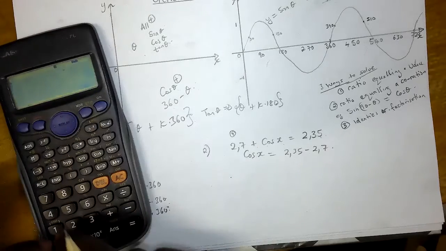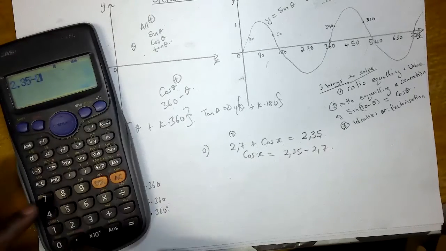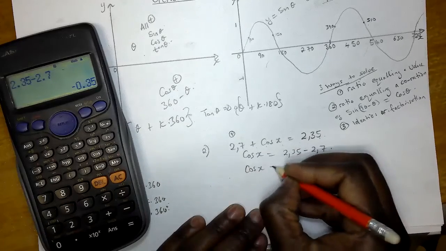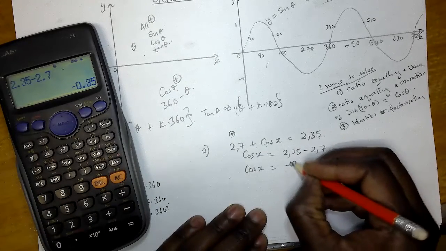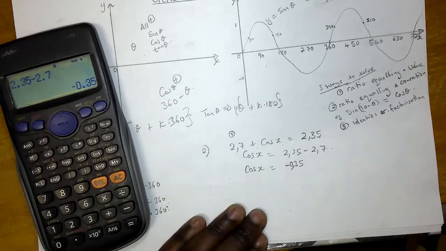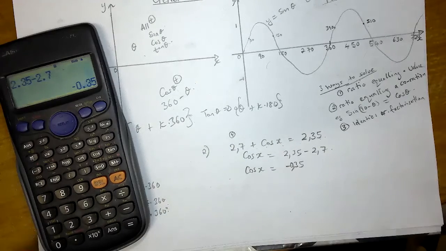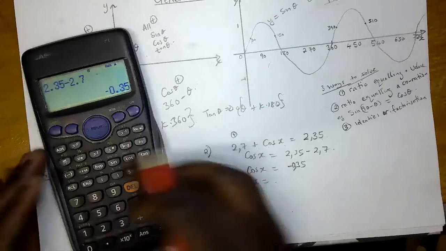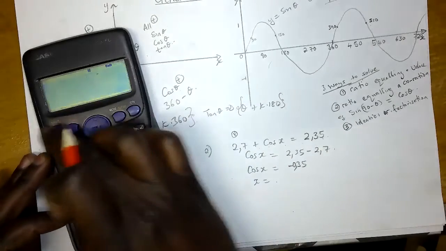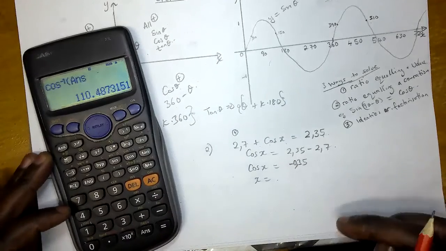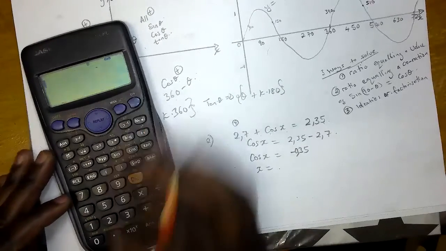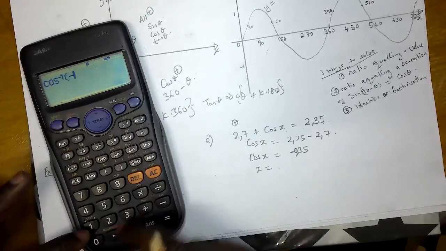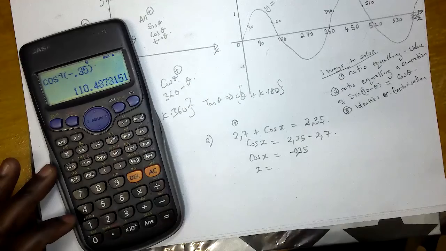What do we find here? 2,35 minus 2,7. We get negative. Let's see what we get here. Cos x is going to be equal to negative 0,35. It becomes interesting now because we are getting a negative. Now, when we have a negative, we have to make sure that x is going to be equal to, that's our answer, sorry, we say arc cos of our answer. What do we get? We get arc cos of negative 0,35. What do we get? We get 110,49.